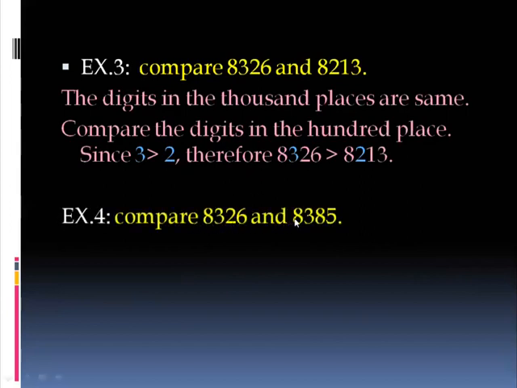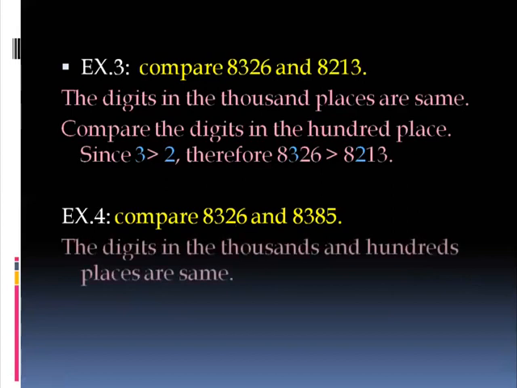See, next, compare 8326 and 8385. See, here also 4 digits are there, and the 1000 place is also the same, and the 100 place is also the same. Now we have to compare which digit now? Now we have to compare the tens place digit, right? Here in the tens place 2 is there, and here in the tens place 8 is there. Which is the biggest number now, 8 or 2?